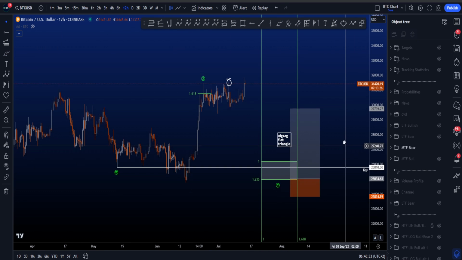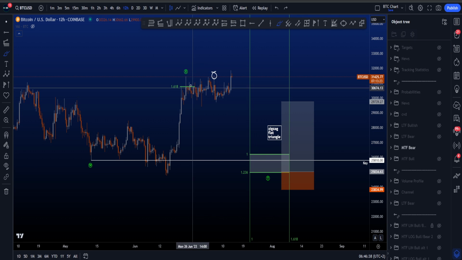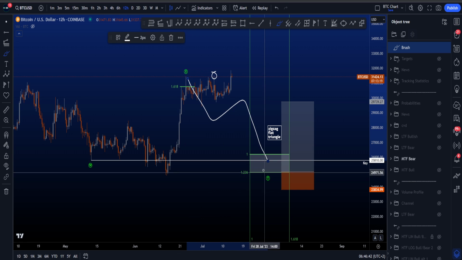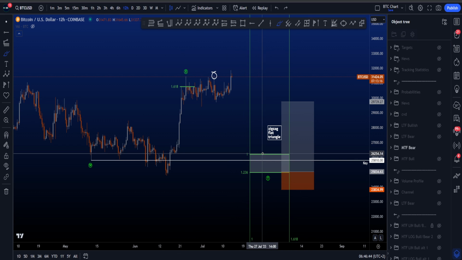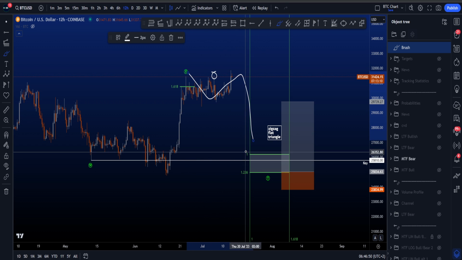Now, most commonly in a wave Y, you'll either have a zigzag, flat, or a triangle. Now, this can't really be a zigzag anymore, which is a 5-3-5 wave move to the downside towards this target area between 26.2k and 24.9k. A flat is something like this, an expanding flat.